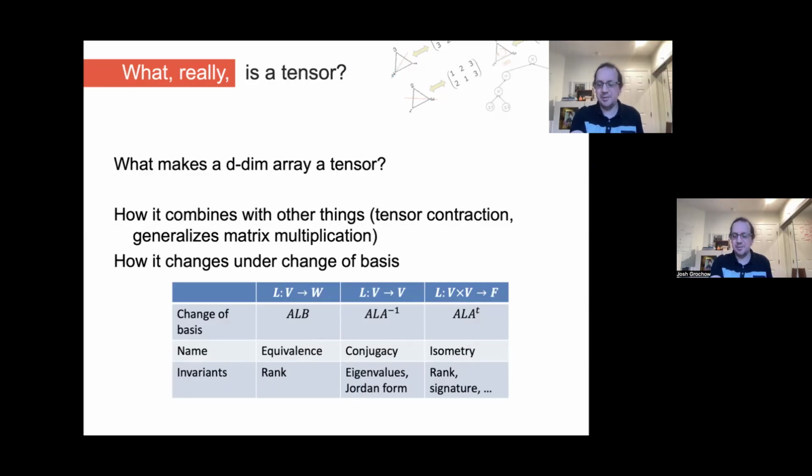And so now we can come back to tensors and ask these same questions. What makes a d-dimensional array a tensor? I would say it's the same answer: how it combines with other things, tensor contraction, which generalizes matrix multiplication, and how it changes under change of basis.